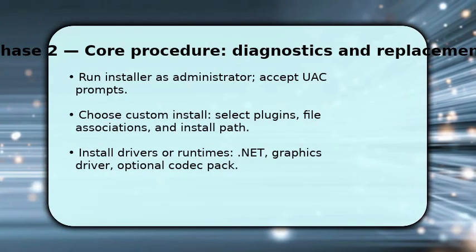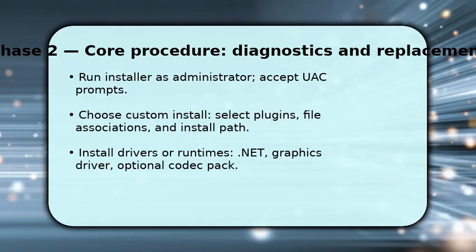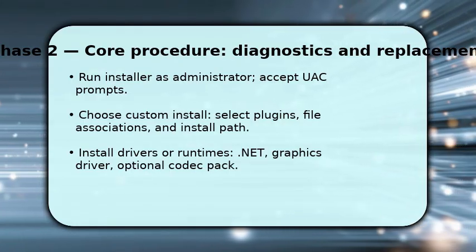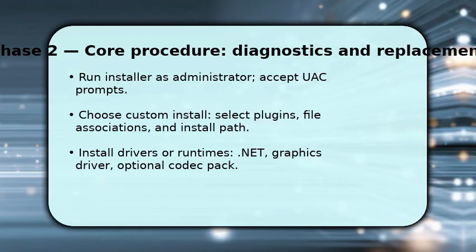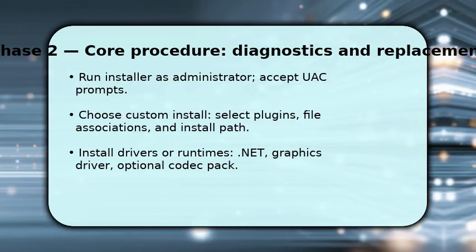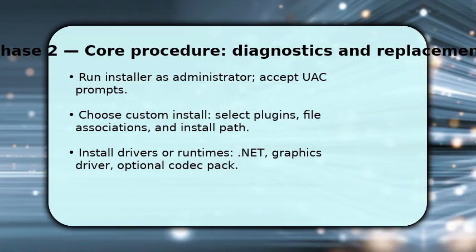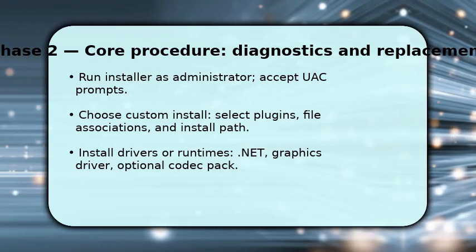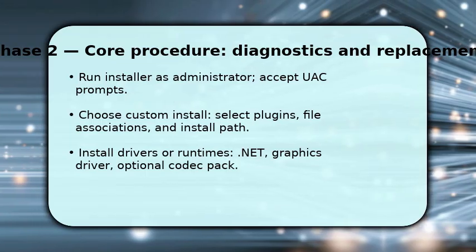You run the installer with administrator privileges to avoid permission issues. Accept UAC prompts when they appear. During the custom install step, pick only the plugins and file associations you need and set a clear install path. This keeps your system organized and avoids conflicts with other Paint tools.